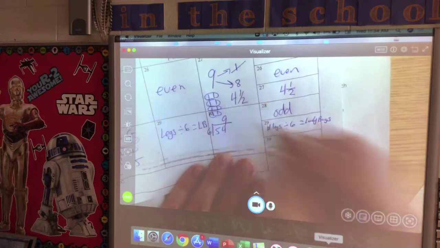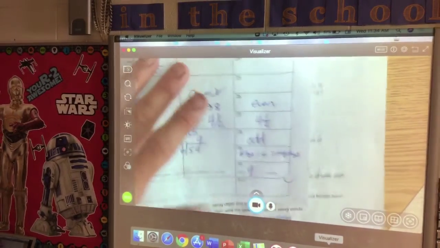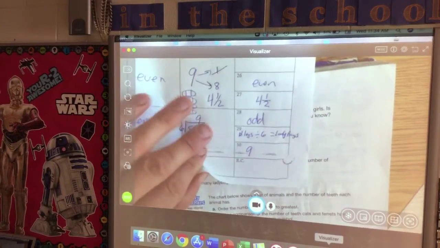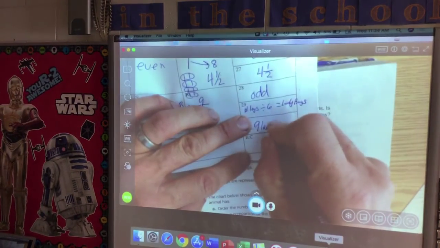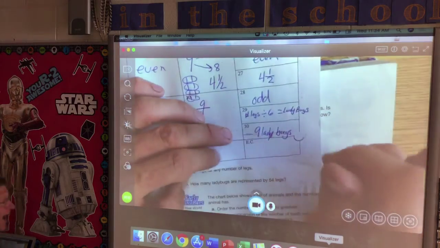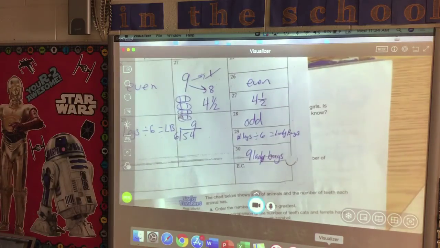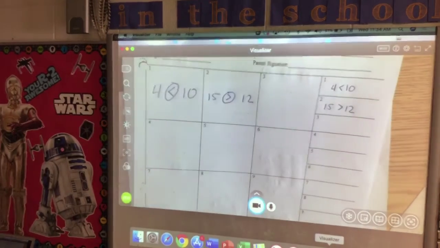And it's not just 9. Do I need a label? Yeah, we're talking about 9, not legs. We're talking about 9 ladybugs. It'd be really funny if you found a 9-legged ladybug. No, 9 ladybugs. All right, guys, I did about half of the assignment for you.